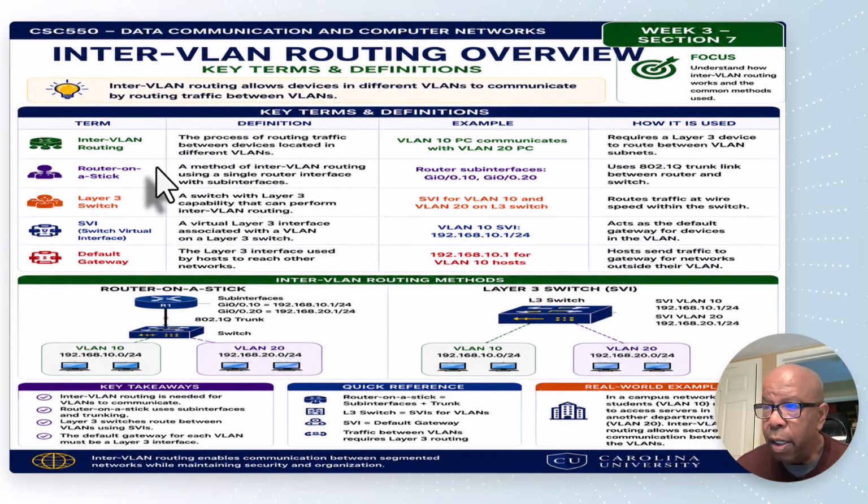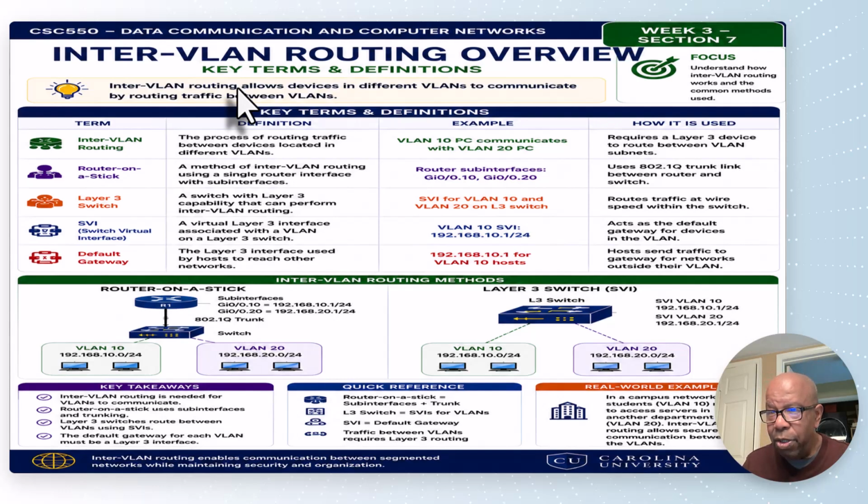Okay, inter-VLAN routing overview. The key thing is inter-VLAN routing allows devices in different virtual LANs to communicate by routing traffic between virtual LANs. So I can have 2 virtual LANs that are basically grouped by function and not by physical location, and I have the capability to communicate from VLAN 1 to VLAN 2. That's inter-VLAN routing. How do I route such that I'm working with nothing but virtual LANs?